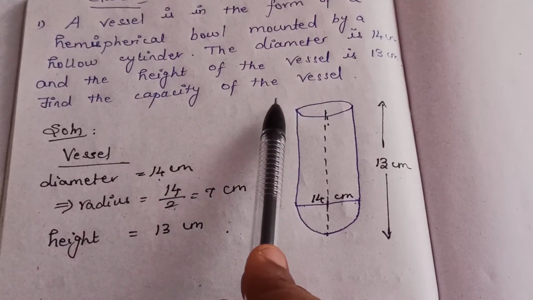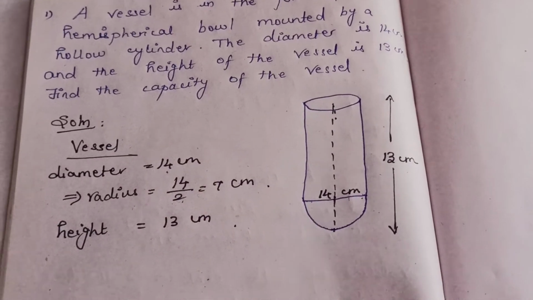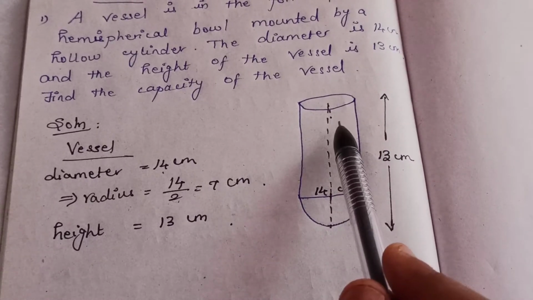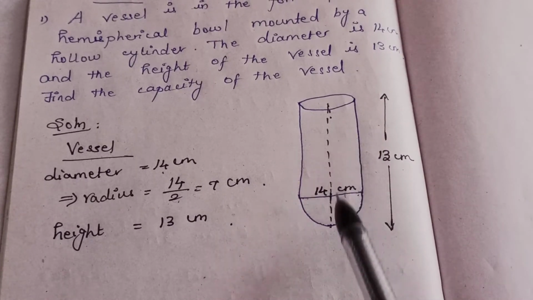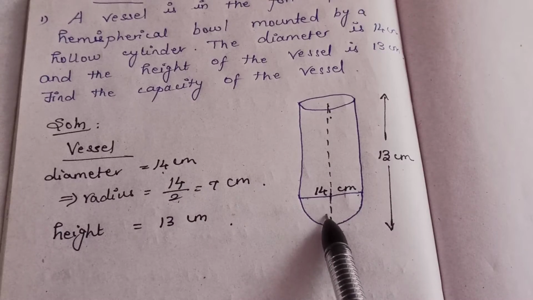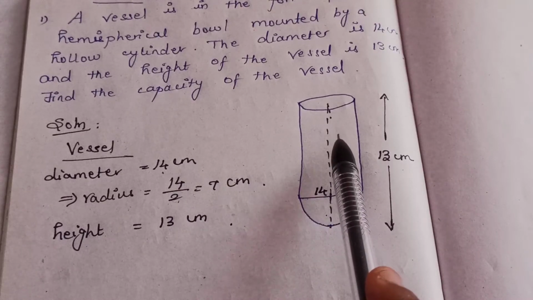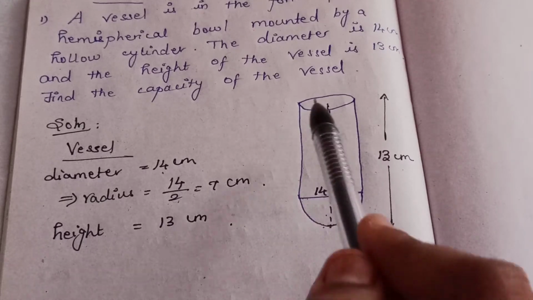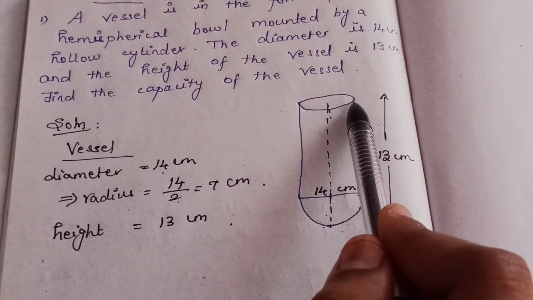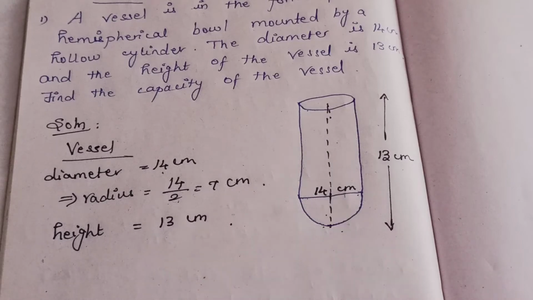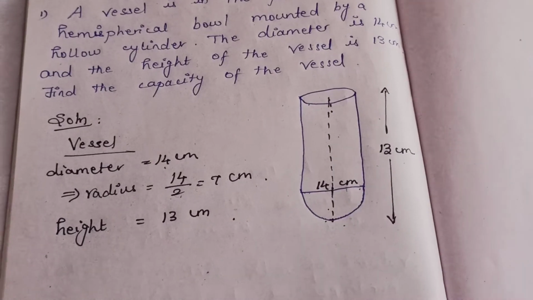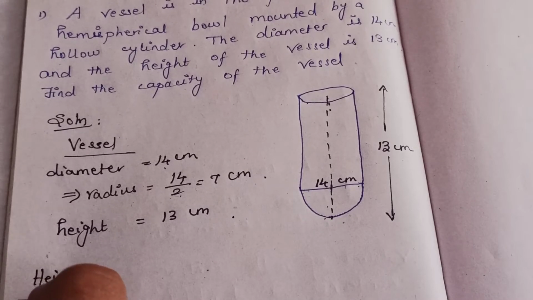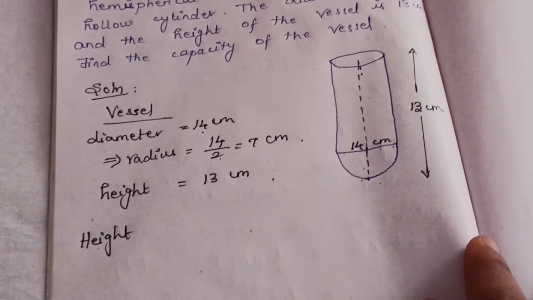So capacity means we have to find the volume of the vessel. The volume of the vessel means here it contains two figures, the hemispherical part and the cylindrical part. So we have to find the volume of the hemisphere and the volume of the cylinder, then sum up both the volumes. Before finding the volume, let us find the height of the cylindrical part.